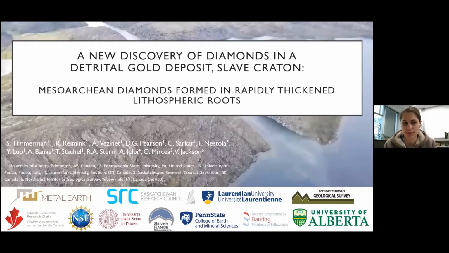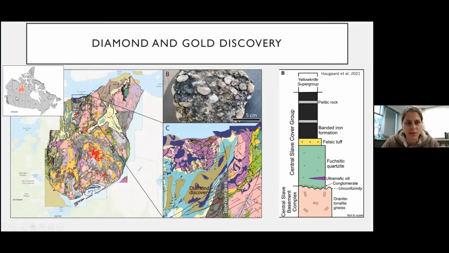We're going to use these Mesoarchean diamonds to look at what was happening early on in the craton root formation. So we're looking at the Slave Craton, which is in Canada, as you can see on the map on the left. Particularly within the Slave Craton, we're looking at the very northern part, which we call the Three River area. In diagram C, the Three River area is highlighted, where we found the diamonds and the gold in a conglomerate.